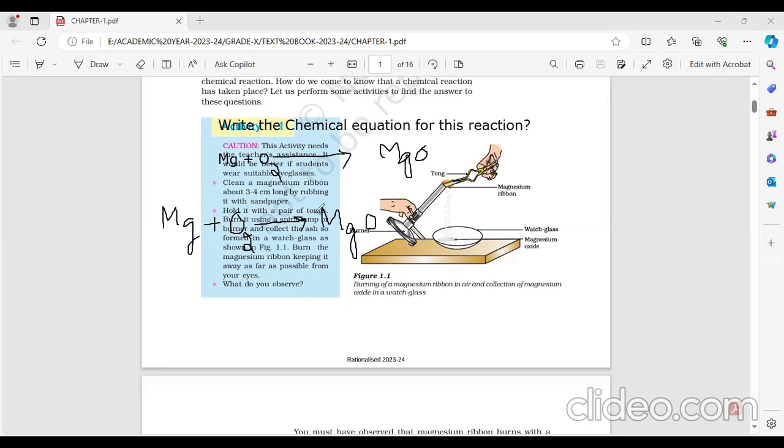So it is not balanced. So I'll keep two here. So now two oxygens and two magnesium. Here it is only one Mg, so I'll put two Mg. Now you count here. Check left side two magnesium, right side two magnesium atoms. Left side two oxygen atoms and right side two oxygen atoms, hence it is balanced.